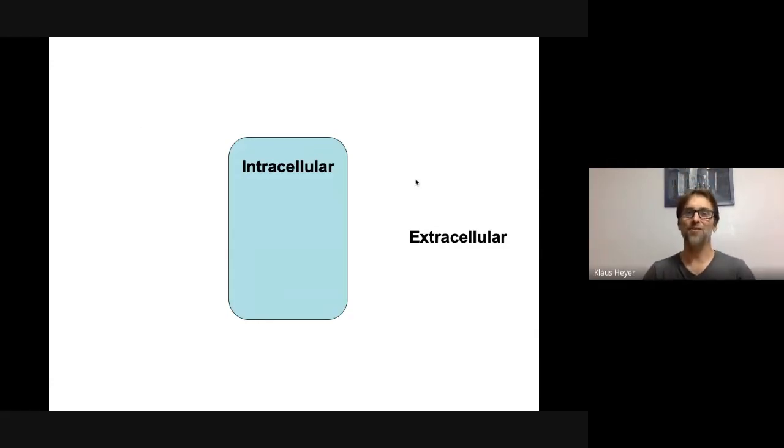Here we have a cell, and we have the area outside of the cell. Everywhere in our body, you can divide into intracellular compartments and extracellular compartments. Intracellular is in blue here, and we imagine that that's inside of a heart cell, or a muscle cell. And then extracellular is everything outside of it.